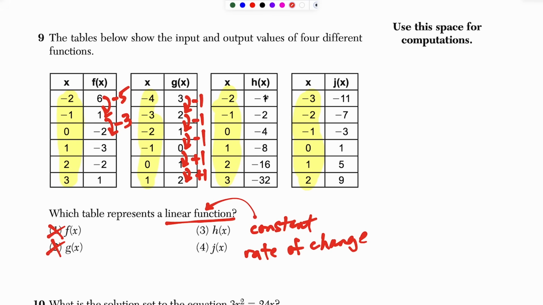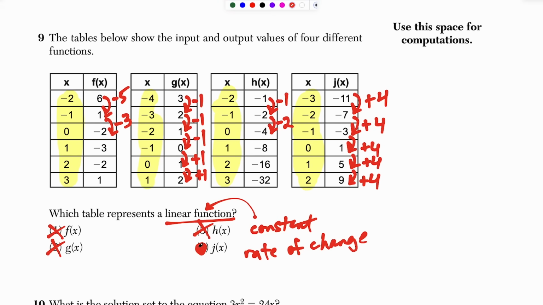And now we look at the others. From -1 to -2, we're subtracting 1. But then we're going from -2 to -4, which is subtracting 2. So h of x is out. By process of elimination, it has to be j of x. But let's see. From -11 to -7 is adding 4. From -7 to -3 is adding 4. And then you can see -3 to 1 is +4. Plus another 4 brings us to 5. And 5 plus 4 brings us to 9. So constant rate of change here.